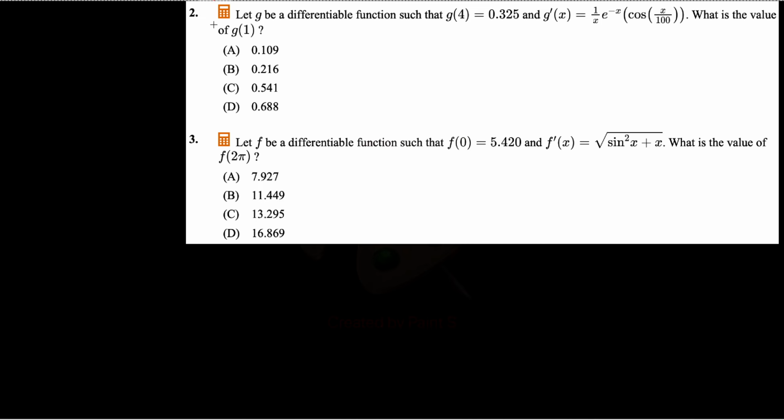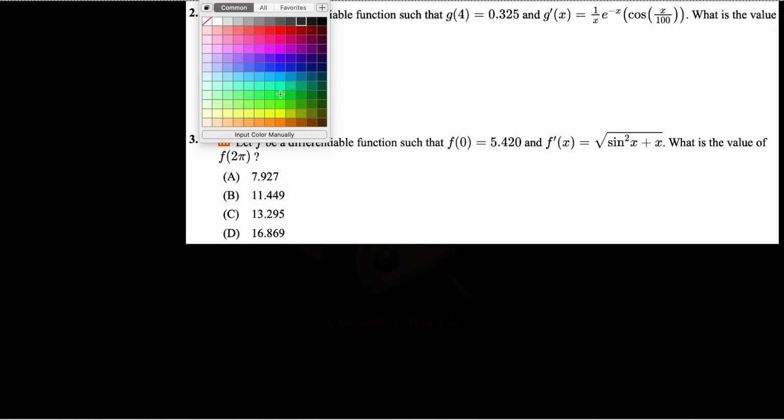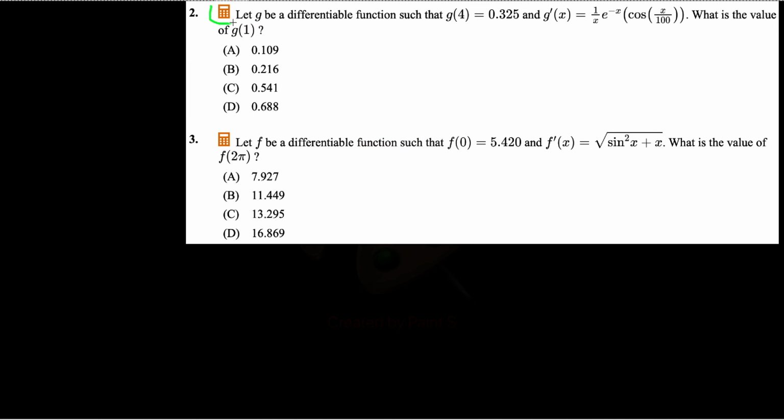What's important is that first we realize that we're allowed to use our calculators for this, and it's going to be absolutely necessary that we have our calculator and we know how to use it for a problem like this. So the first thing it says is g is a differentiable function and g of 4 is this value, and it gives you a derivative of g, and then it asks for the value of g of 1. Now the way you could do this is you could use the fundamental theorem.